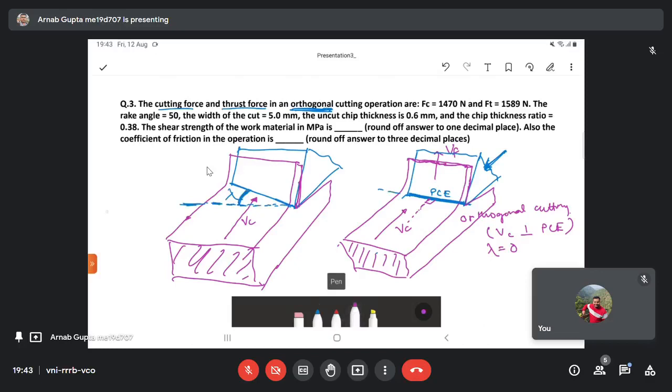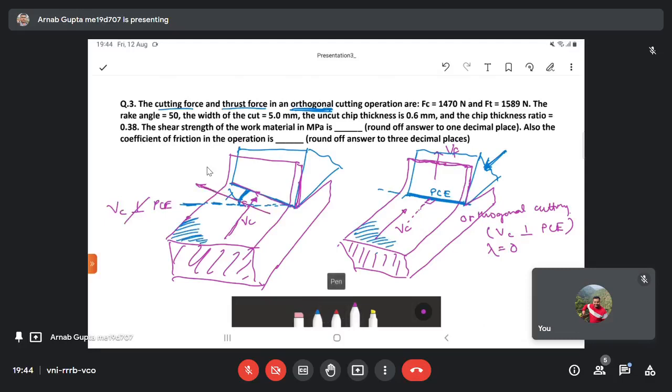So here we can't write VC is perpendicular to PC. Rather, we can say that VC makes an angle with the principal cutting edge. What will be the angle between VC and principal cutting edge here? It will be 90 minus lambda, right? How can I show this? I draw a line parallel to this principal cutting edge. By the way, all of these angles I am drawing in this particular plane, the base plane rather.